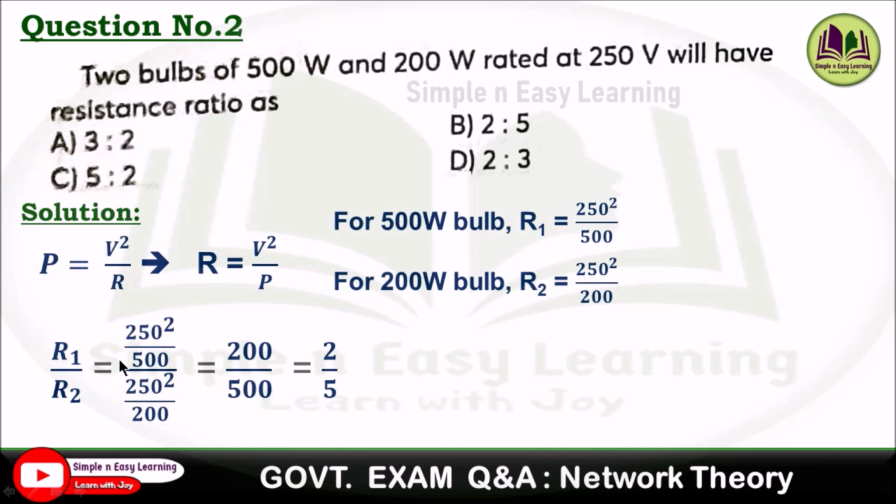So 250 square get cancelled and 200 goes to numerator and 500 comes to the denominator. So it becomes 200 by 500, that is equal to 2 by 5. So 2 is to 5 is the ratio. So the correct option is B, 2 is to 5.